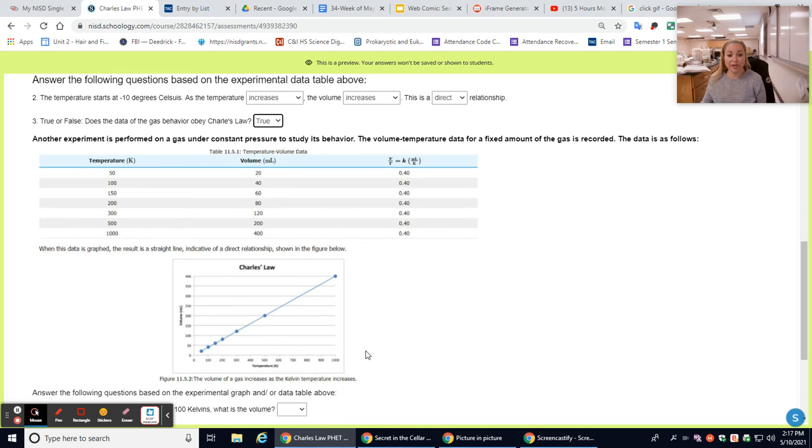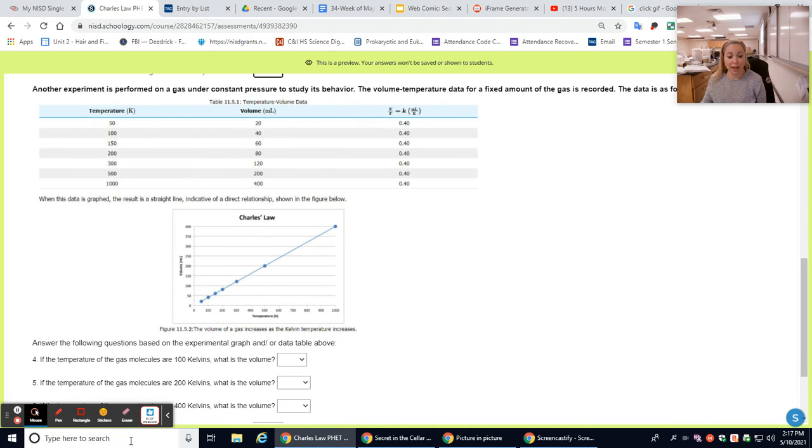Now let's look at another experiment. I suggest you also look not only at the graph, but at the data as well. Always look at the data as well. Again, as the temperature increases, the volume will increase. You see how it is increasing? When this data is graphed, the result is a straight line, indicative of a direct relationship.